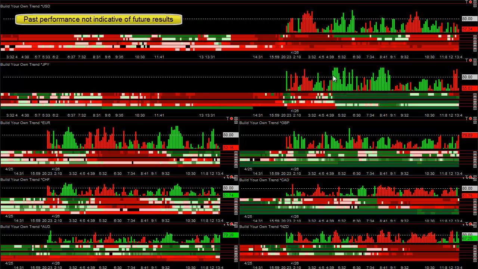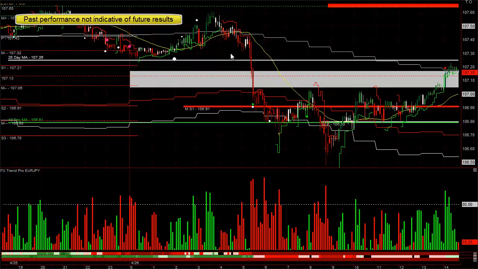So what would you trade it against? Well, you would ideally want to trade it against the weakest one. The euro is the weakest at the time, so you want to sell the euro yen. It's that simple. And as you can see, this coming up to 5, the euro yen's underneath the hourly. We're looking to sell it.